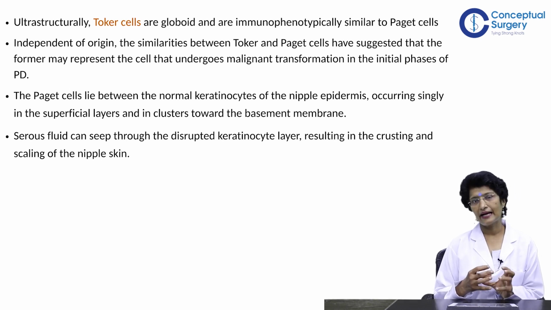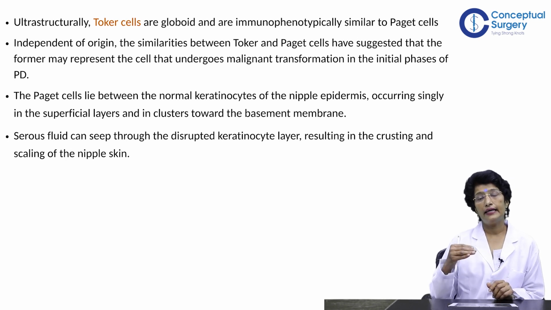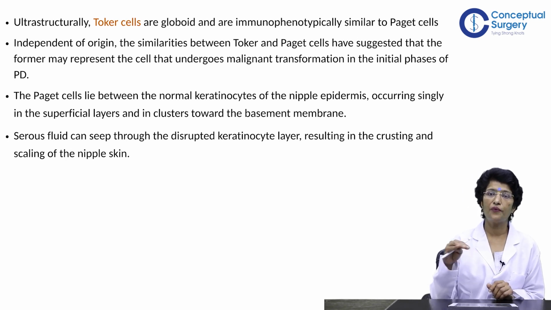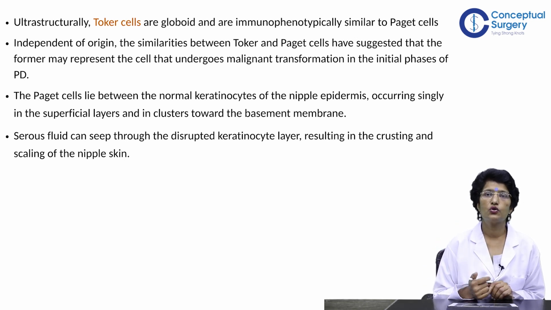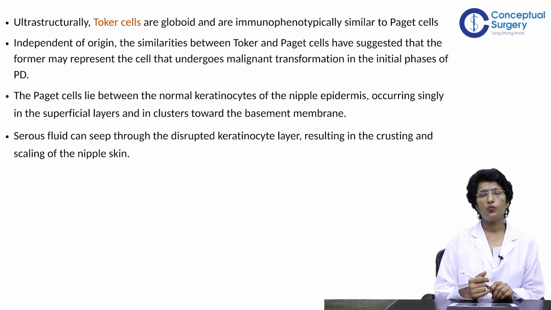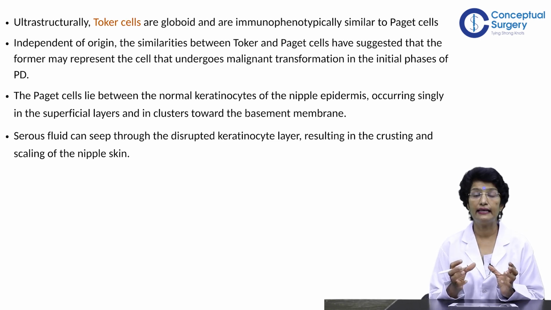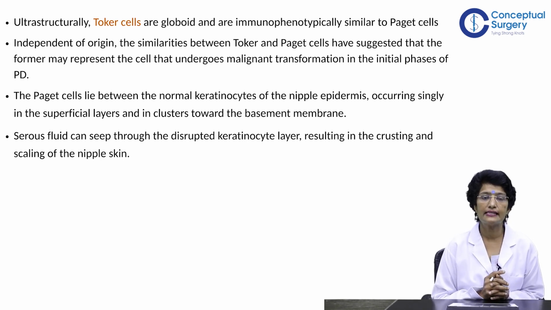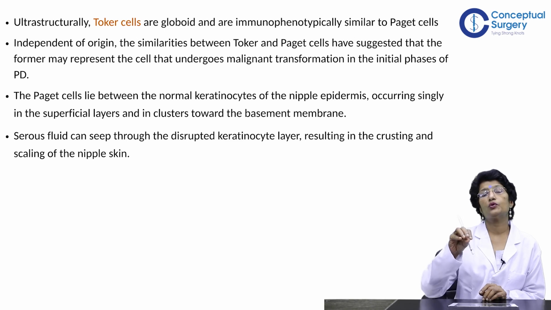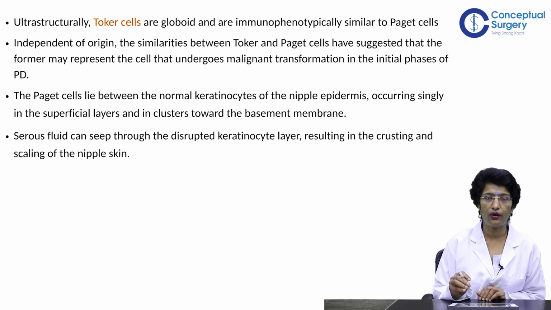The Paget cells lie between the keratinocytes of the nipple epidermis. They occur singly in the superficial layers, and as you go deeper, you find clusters towards the basement membrane. What happens is that, because of the disrupted keratinocyte layer, with these cells having insinuated between the keratinocytes, the gaps between the cells allow serous fluid to come onto the surface, and that is what gives rise to crusting and scaling of the nipple skin.